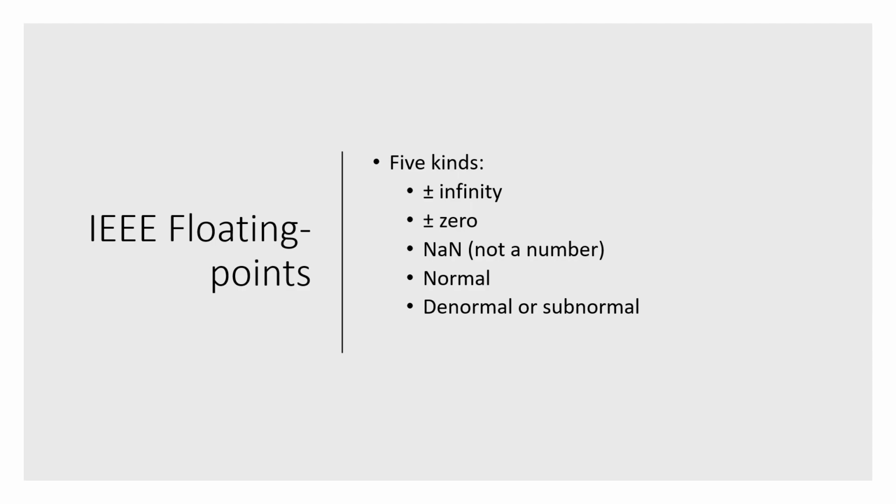Finally, the floating point is normal if it's a non-zero floating point that can be represented within the range supported by the encoding, and it's called denormal or subnormal if it's a non-zero floating point representing various values very close to zero, filling the gap between what can be usually represented by the encoding and zero.